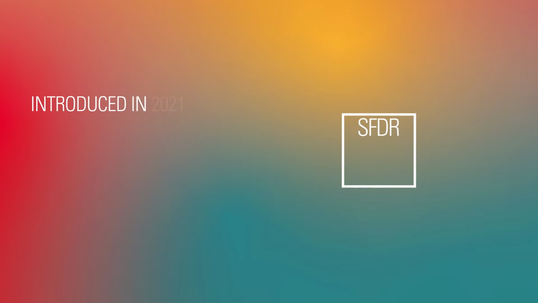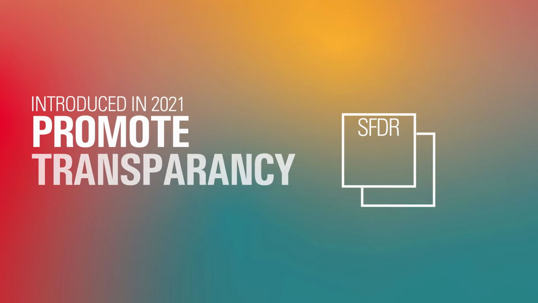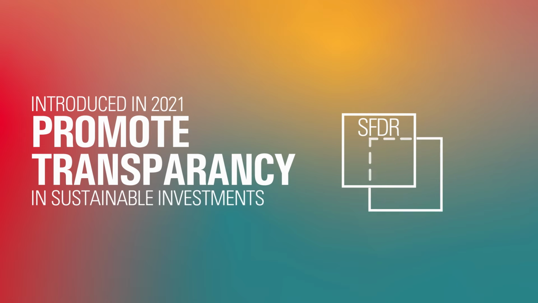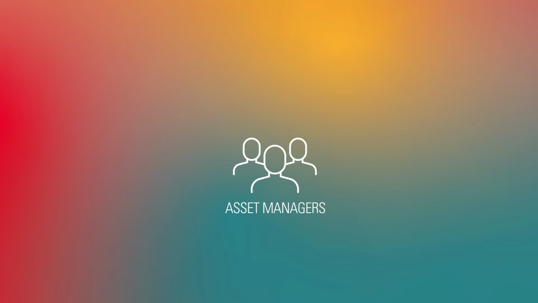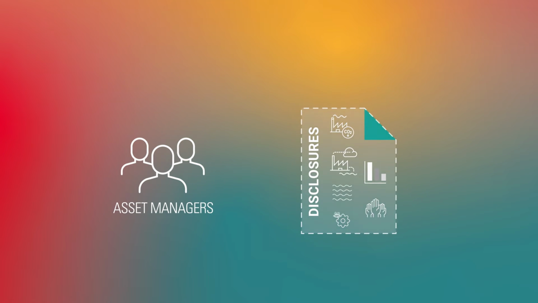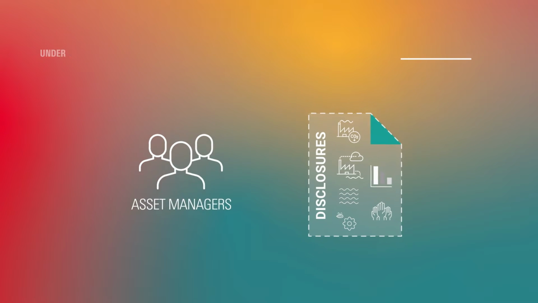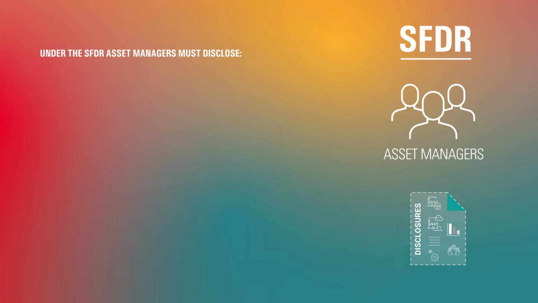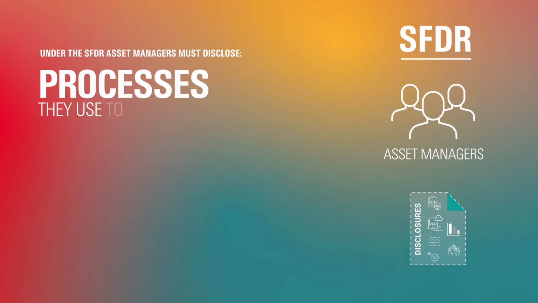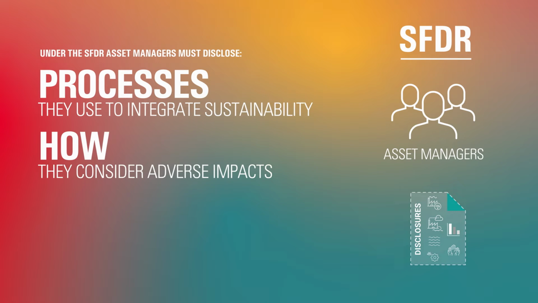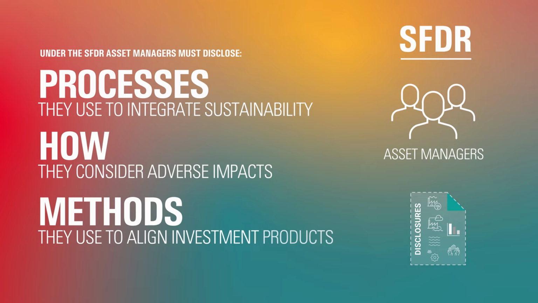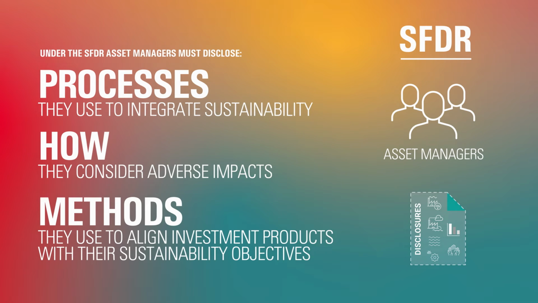First introduced in 2021, the objective of the SFDR is to promote transparency in sustainable investments and make it easier for investors to make comparisons. It requires asset managers and other financial market participants to disclose the environmental, social, and governance characteristics in their investment products. Under the SFDR, asset managers must disclose the processes they use to integrate sustainability, how they consider adverse impacts, and their methods to align investment products with their sustainability objectives.